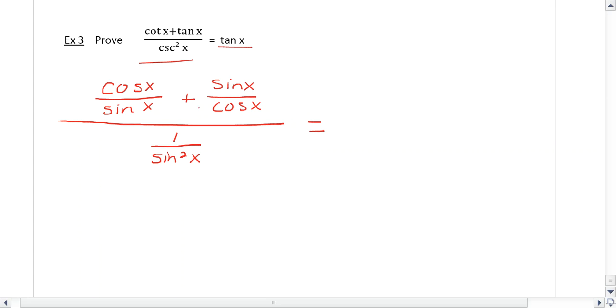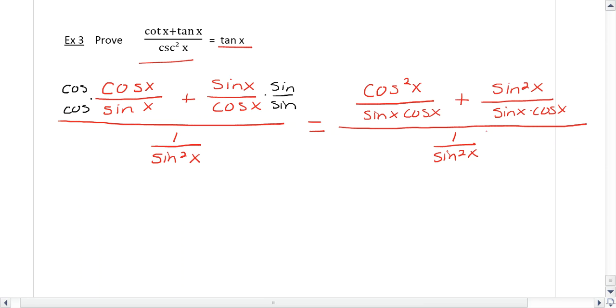Now I have these two fractions in the numerator, and I'd like to be able to add them, so I need common denominators. If one denominator is sine and one is cosine, the only common one we have is sine times cosine. So I'm going to multiply this first fraction by cosine over cosine, and this fraction by sine over sine. And here are the equivalent fractions with their common denominators. So now I can go ahead and add them.